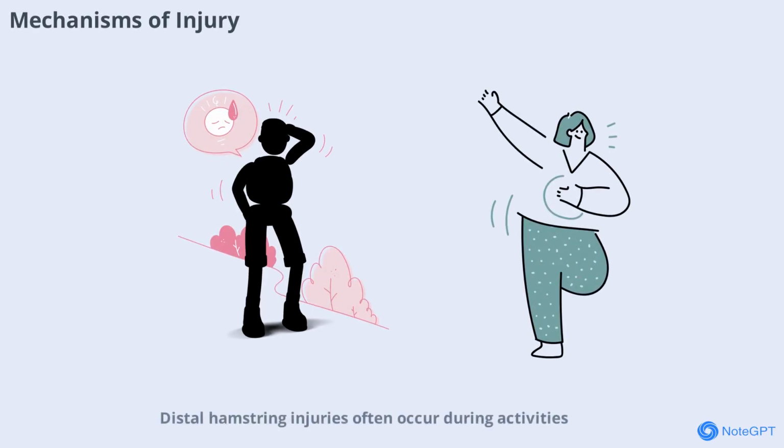Distal hamstring injuries often occur during activities that involve sudden hip flexion and knee extension, such as sprinting, jumping, or kicking. These rapid movements put significant stress on the hamstring tendons, especially in sports like soccer, football, and track and field. While most injuries are non-contact, high-energy trauma can also cause avulsions, particularly in the biceps femoris. Understanding the mechanism of injury helps in both prevention and diagnosis, as certain sports and movements carry higher risks.